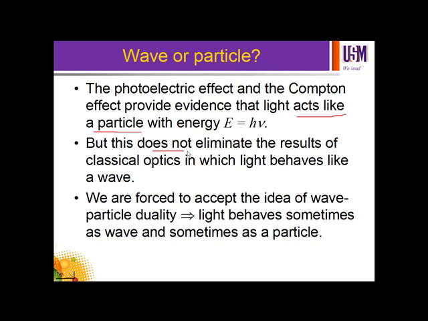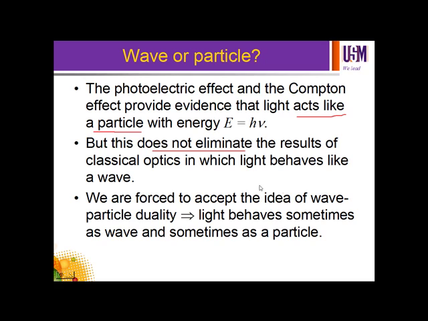However, this does not eliminate the results of classical optics, which light behaves like a wave. That means if we have a mirror, the reflection, or if we have a block of glass, the refraction, and so on and so forth. If we do Young double slit experiment, the interference patterns are all there. I mean, we cannot say that those experiments cannot be used anymore. And in order to explain those phenomena, we have to consider light as wave. So, in other words, we cannot dismiss or cannot eliminate the wave properties of light.